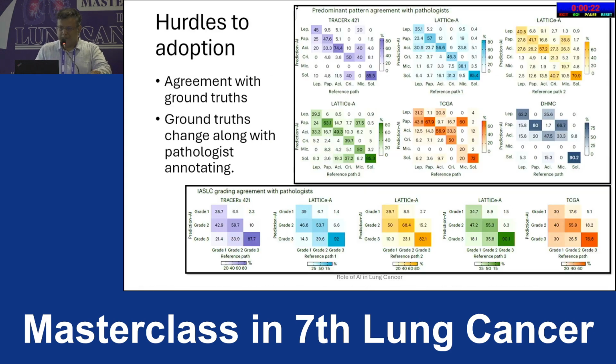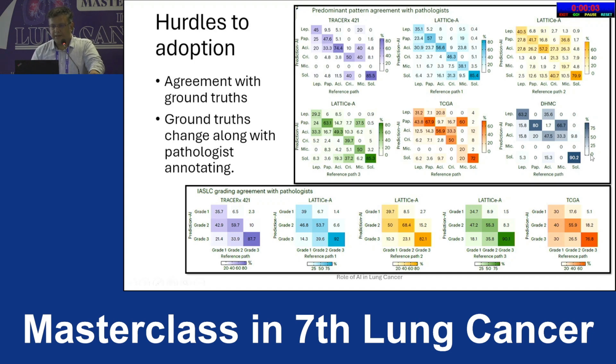The third problem comes in when what we are trying to predict starts becoming more complex. Instead of binary squamous versus adenocarcinoma, or EGFR mutant versus non-mutant, if you start doing more complex predictions like the patterns, there are 5, 6 different patterns of lung cancer histologies.